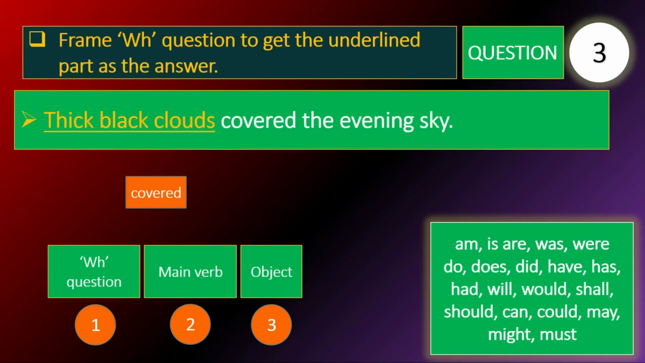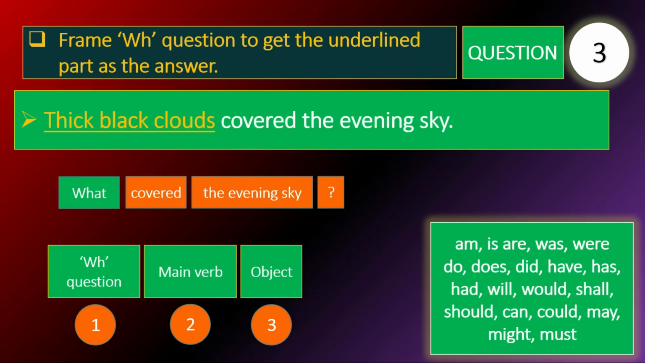And the first thing here, covered. Since we are talking about the subject, we are trying to get the subject as the answer, you need not change the verb at all. You just use the verb exactly. Covered the evening sky. And what is the WH word that we need to use? What. What covered the evening sky? Thick black clouds. That is the answer.